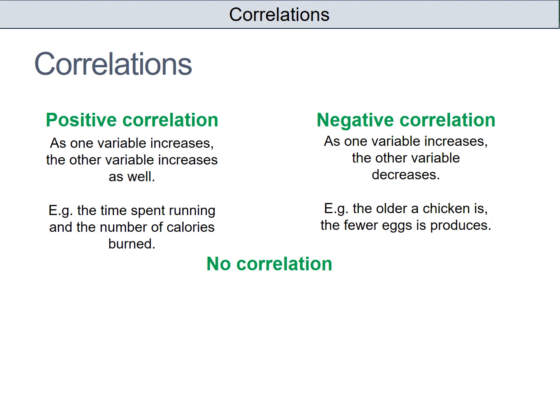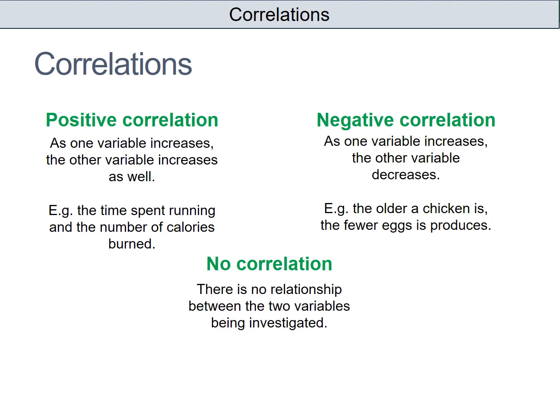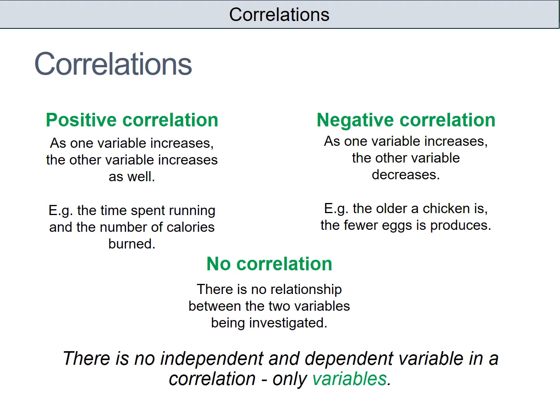Now, if there's no relationship between the two variables, we would say that there's no correlation. One important thing to remember when you're talking about correlations is that there is no such thing as a dependent and an independent variable. That is for experiments only. When you're talking about correlations, you're just talking about variable 1 and variable 2.